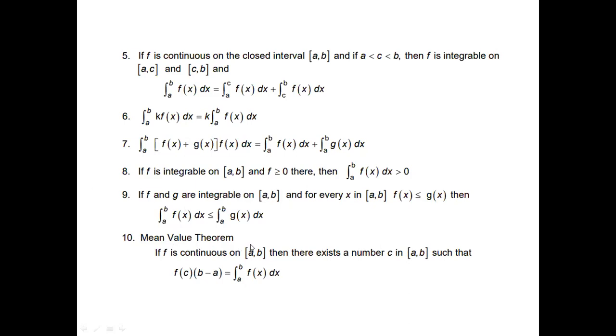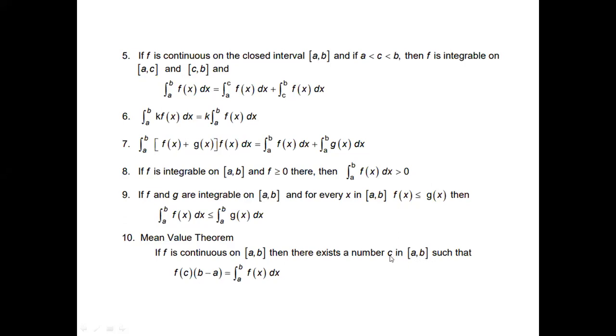The mean value theorem, what is this mean value theorem? If f is continuous on the interval [a, b], then there exists a number c in [a, b], meaning somewhere in between a and b, such that the function of c, this particular c value in between a and b, times the value of b minus a is equal to the integral of the function evaluated on the limits a to b. So remember, c is in the middle of these two limits.